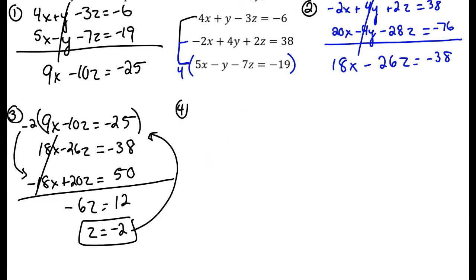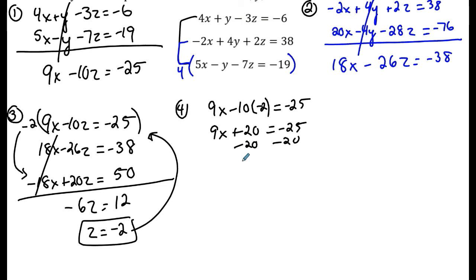Doesn't matter which one you choose. I'm going to go with 9x minus 10 times negative 2. You might be able to do that step in your head, by the way, to save yourself some time. 10 times negative 2 is positive 20 equals negative 25. Subtract over that 20. We love solving two-step linear equations. If only we could go back to 7th grade to do this all over again. We get x equals negative 5.